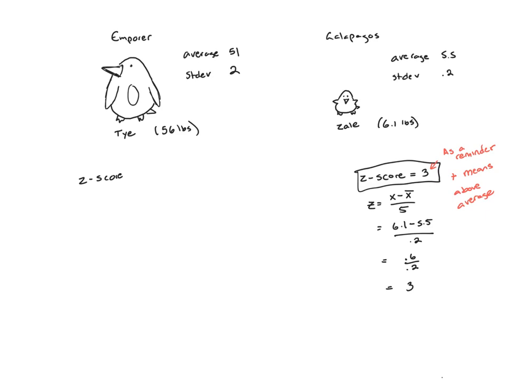We'll do the same thing with Ty now. We take our observation, subtract off our average, and divide it by our standard deviation. That'll give me 56 minus 51 divided by 2, which I believe will give me 5 over 2, or 2.5. Notice right off the bat here that this once again is a positive z-score, telling me that Ty is above average. What's interesting is he's only 2.5 standard deviations above average, while Zale was 3 standard deviations above average.